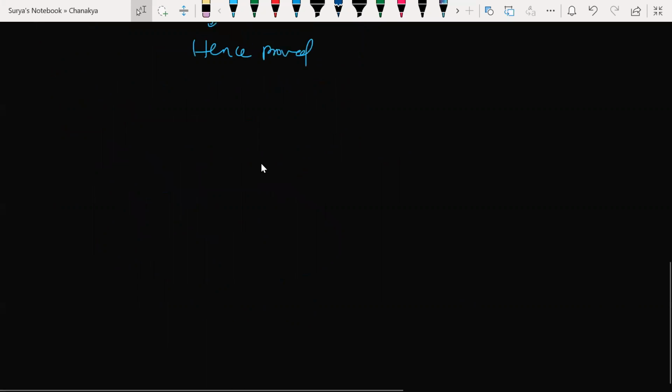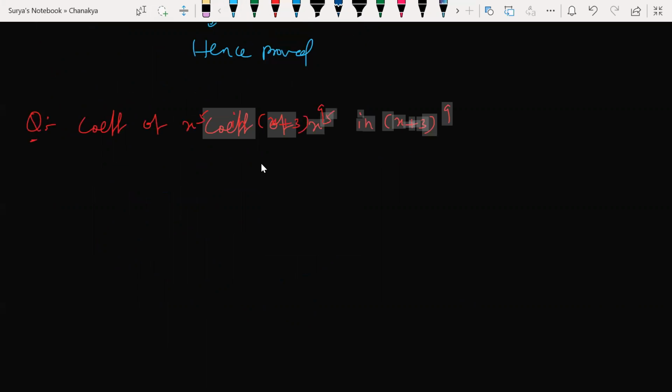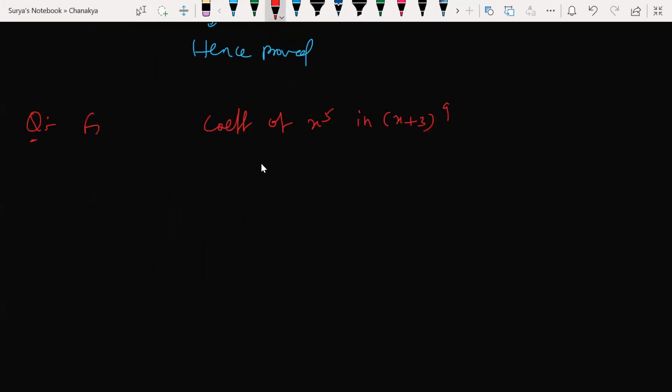We'll solve a few more questions, guys. Find the coefficient of x to the power of 5 in (x plus 3) to the power of 9.